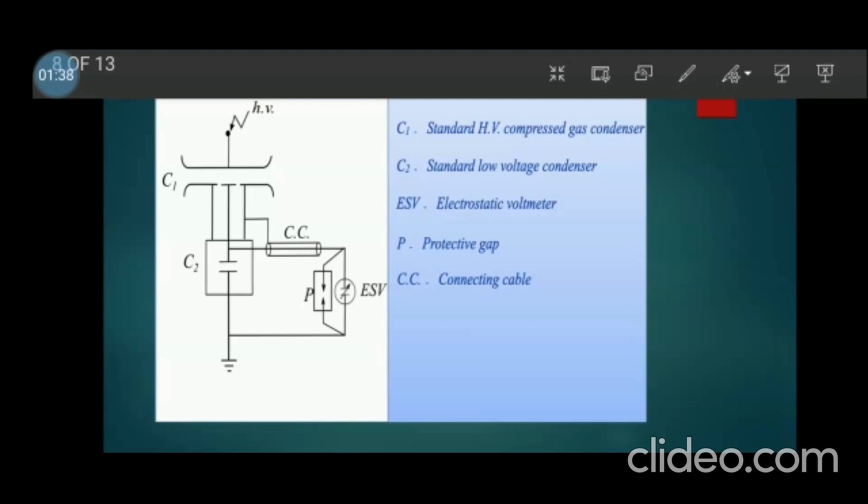This method uses an electrostatic voltmeter and has a potential divider arrangement, so its elements can be tuned in order to minimize the effect of harmonic voltages, thereby minimizing the error. Now let's see the circuit operation.